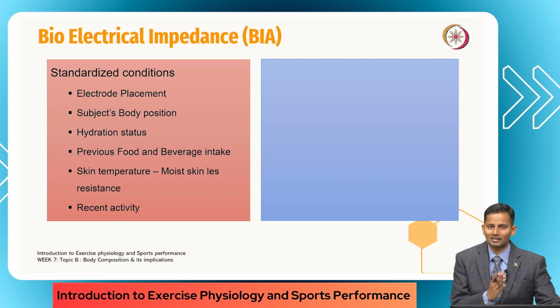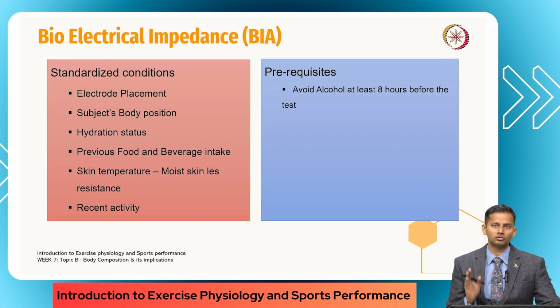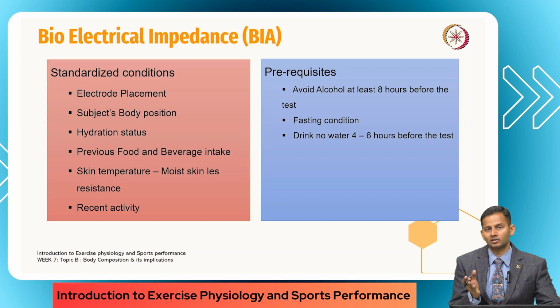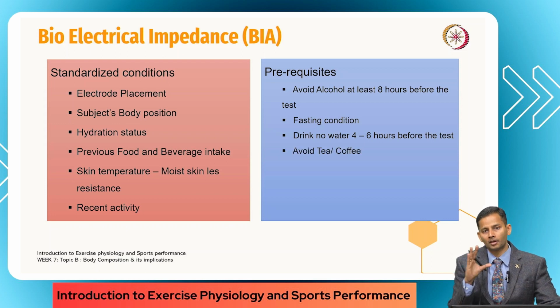So in order to have a standardized report and avoid this variation because of these situations, you need to have clear cut requisites or instructions that need to be followed before conducting this test. The individual has to be advised to avoid alcohol at least 8 hours before the test. The individual should undergo the test in fasting condition to avoid the influence of food. Drink no water 4 to 6 hours prior to the test to maintain the same hydration status. Avoid any tea or coffee, which again can hamper your hydration status.